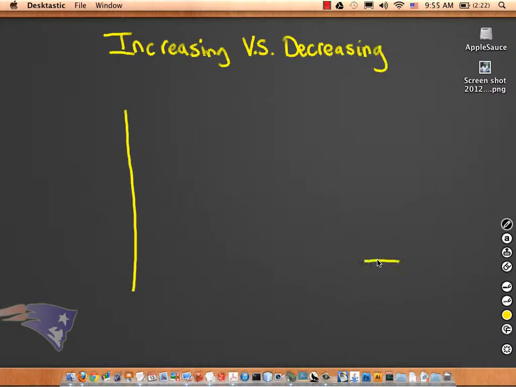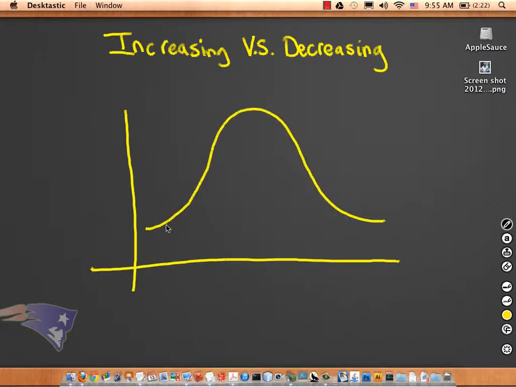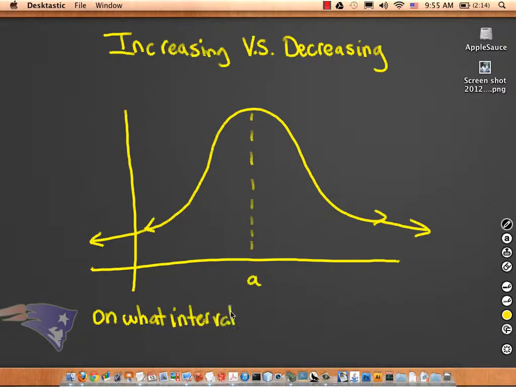So here's a function. I'm going to say that this point right here is A. And so I want to know on what interval is this function increasing?